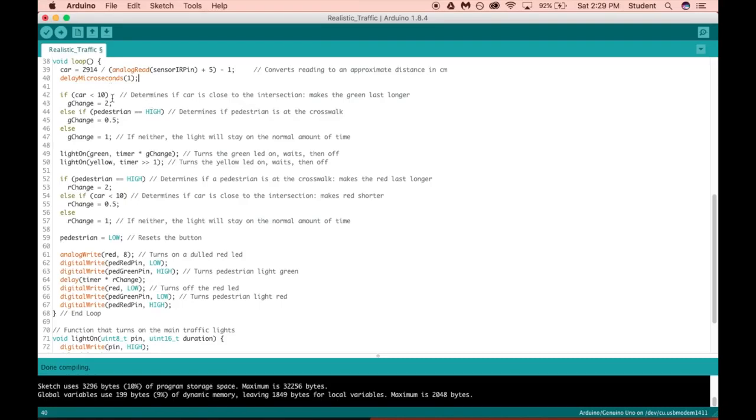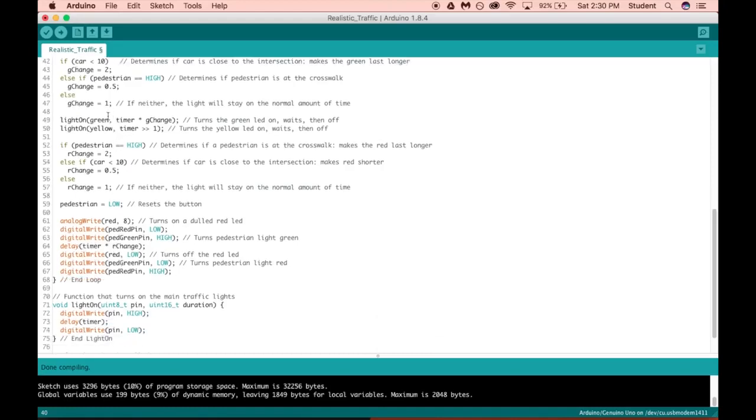Here we have an if statement that's just saying if that distance is less than 10 centimeters, it will change the green light length by a factor of 2. And if the distance is over 10 centimeters and the button is pressed, which shows that there's a pedestrian there, then the green light will be changed by a factor of a half. If neither of those things are true, the green light will stay on for the normal amount of time.